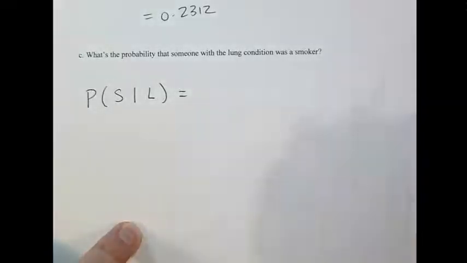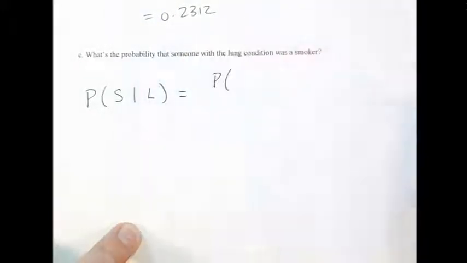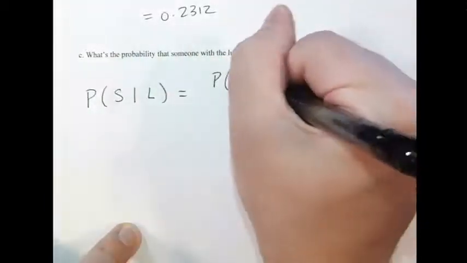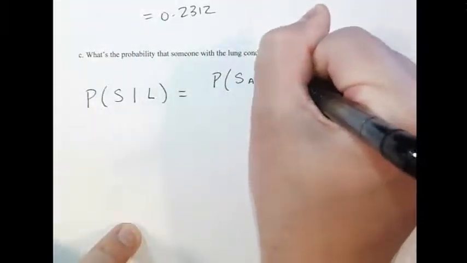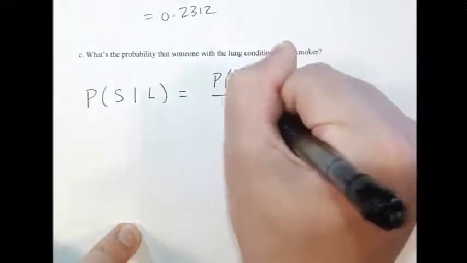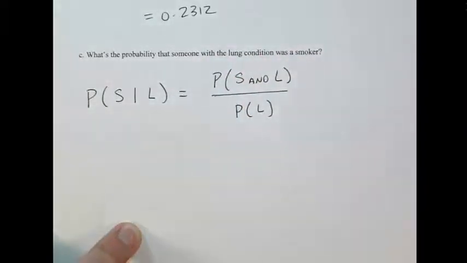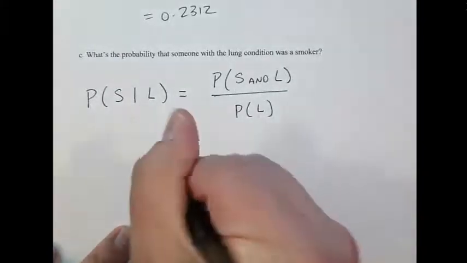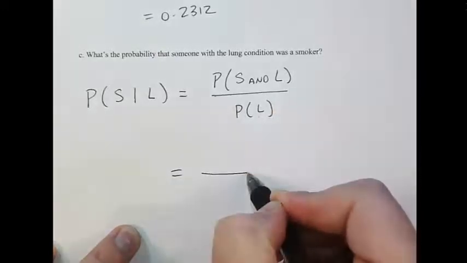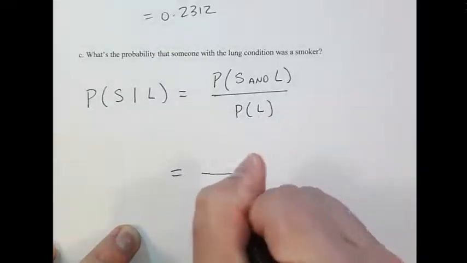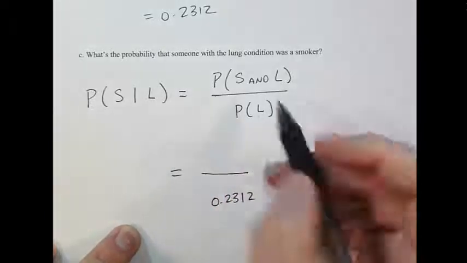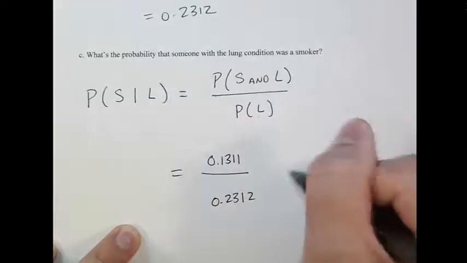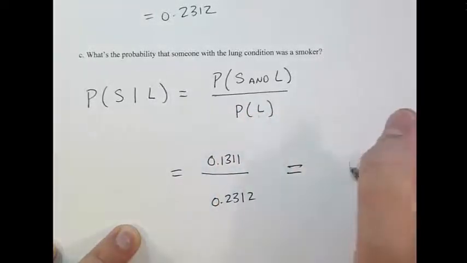Once you've identified that, I use the definition of conditional probability to then further write it out. It's the "and" divided by the condition piece. The condition piece is always in the denominator. And then the probability of L we just found from above, which is 0.2312. And S and L, which again I can get from my diagram, 0.1311. Calculate away.